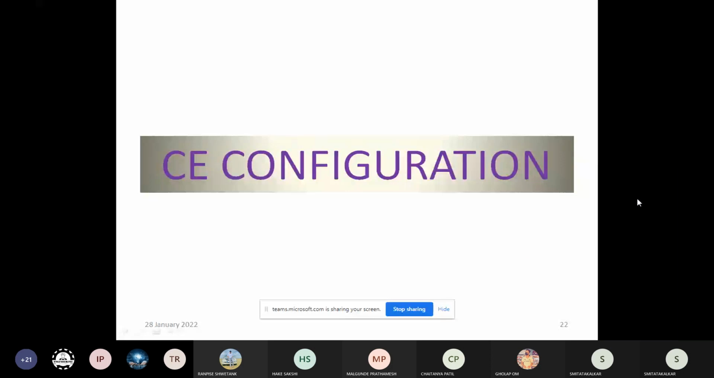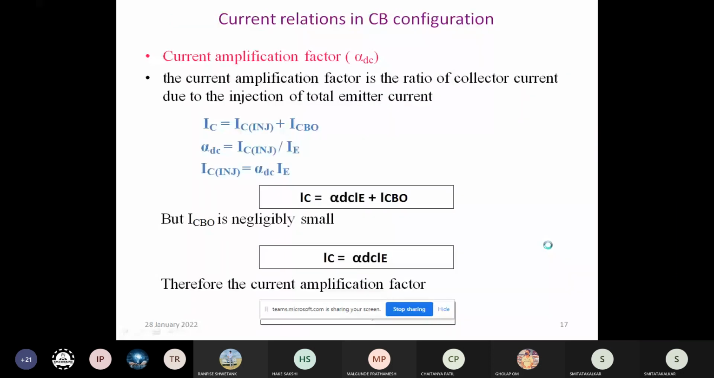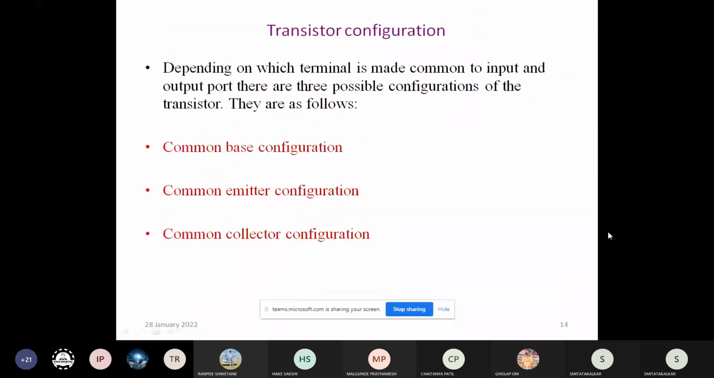In transistor configurations, we learned there are three transistor configurations, and they depend on one common terminal, while the others are the input terminal and the output terminal. We make one terminal common to the input and the output port. There are three possible configurations of the transistor.